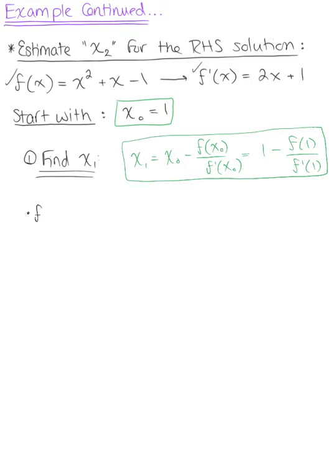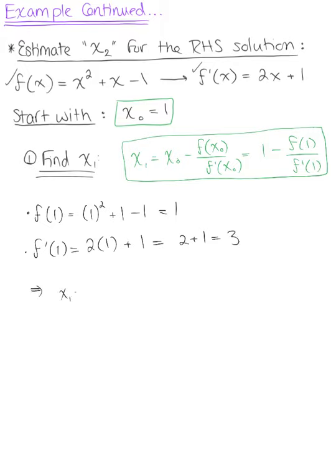So we have f of 1. So this will be 1 squared plus 1 minus 1 for a beautiful final answer of 1. We have f prime of 1, which will be 2 times 1 plus 1, which leaves us with 2 plus 1, or 3. So therefore, x sub 1, again, will be 1 minus f of 1 divided by f prime of 1.